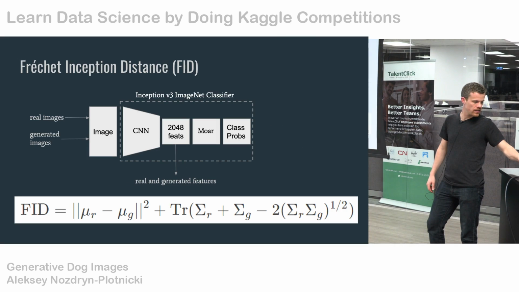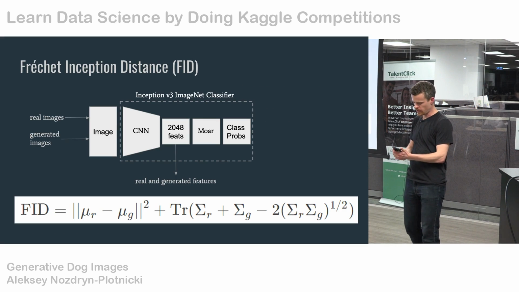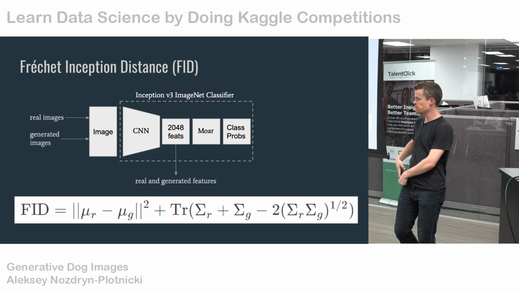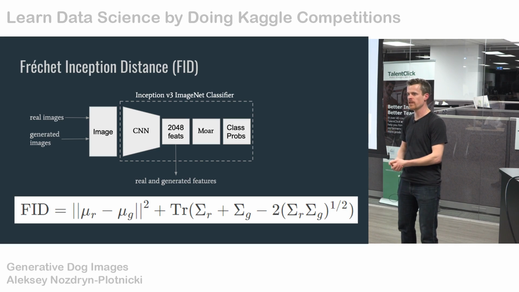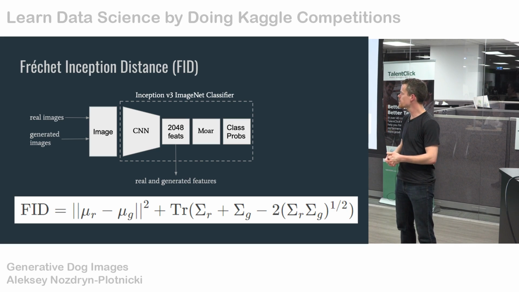And then we're going to talk a little bit about how we measure these things. This is a really popular GAN metric called the Frechet Inception Distance. And this is how it works.